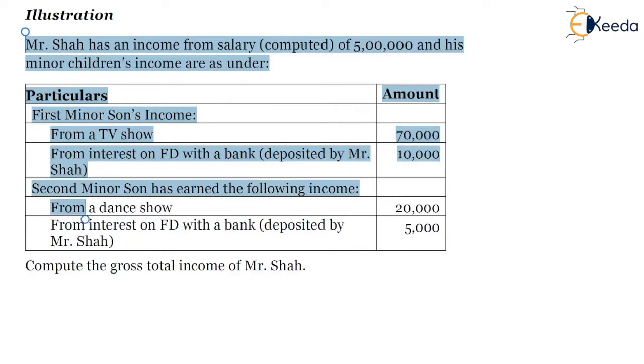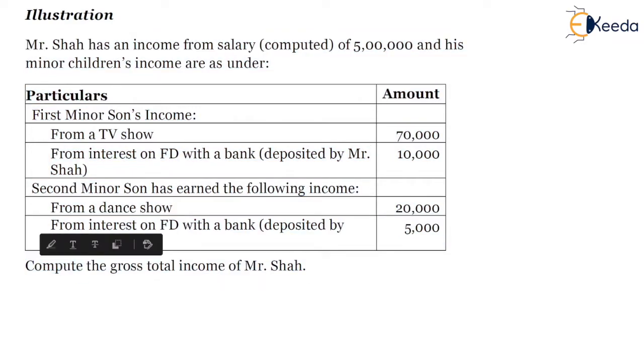Second minor son has earned the following income from a dance show, again an application of skill, nothing will be taxable in the hands of Mr. Shah. And from interest on FD, it is 5,000, it will be clubbed in the hands of Mr. Shah, and 1,500 will be the exemption amount as per section 10(32). Compute the gross total income of Mr. Shah.